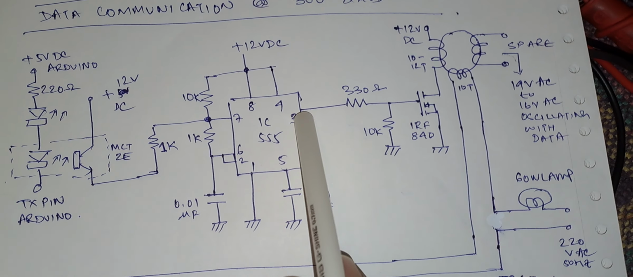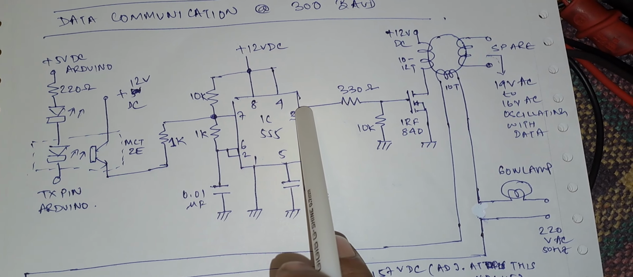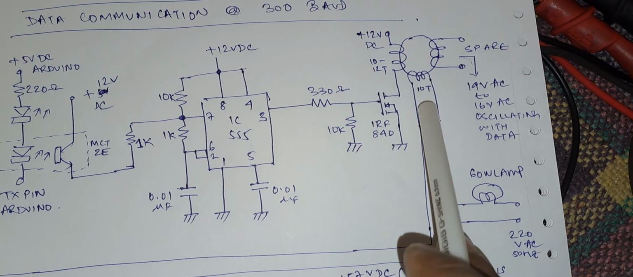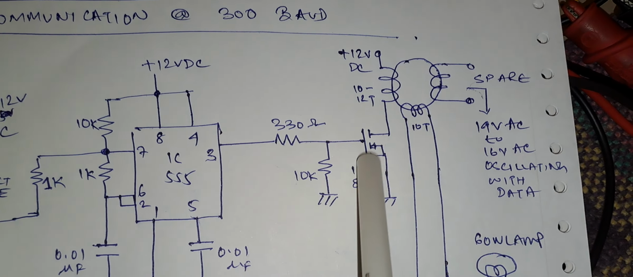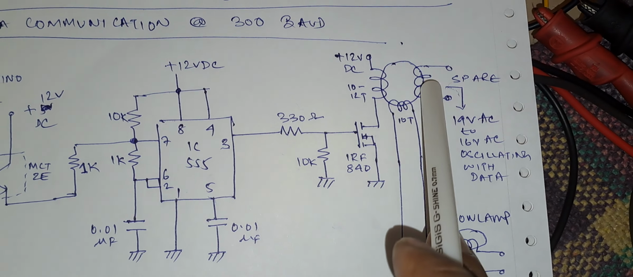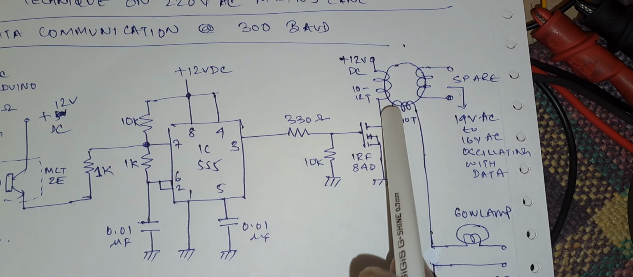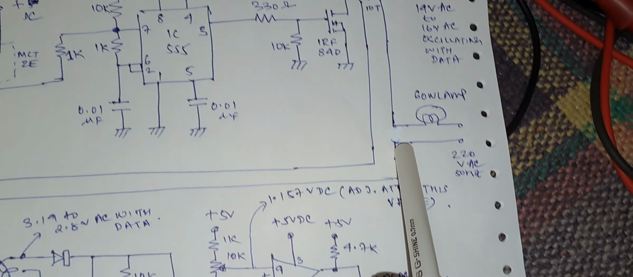So the output of this 555 timer IC is FSK modulated data, and it is fed to this MOSFET IRF840. This MOSFET is driving the transmitter coupling transformer. This is the transmitter and coupling transformer. The output of this transformer is fed to this power line.